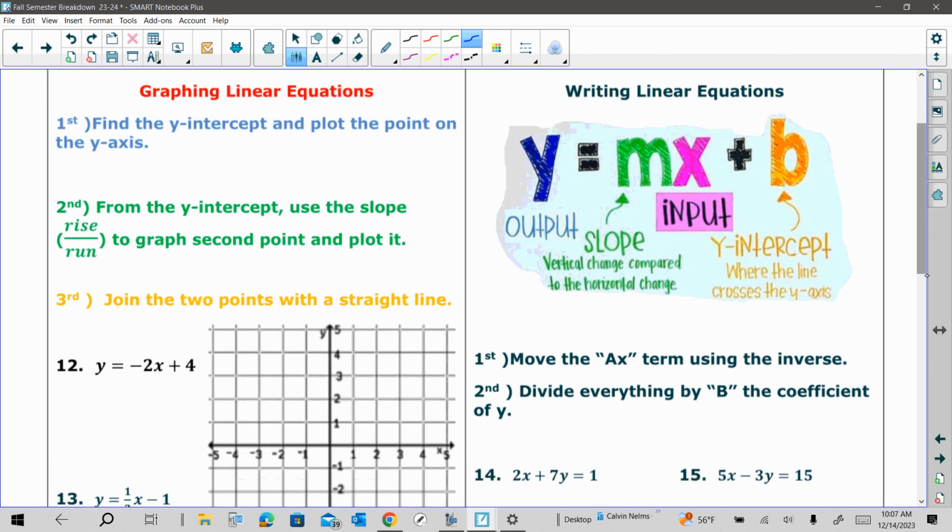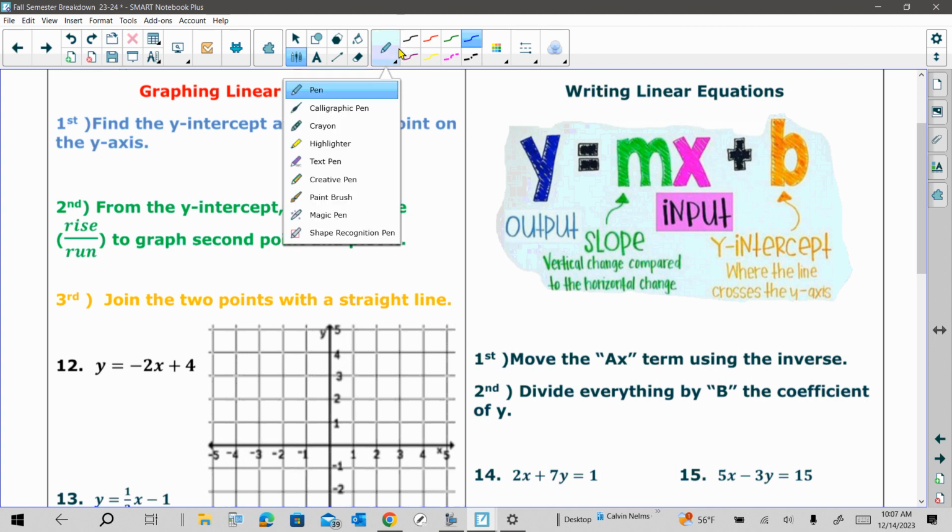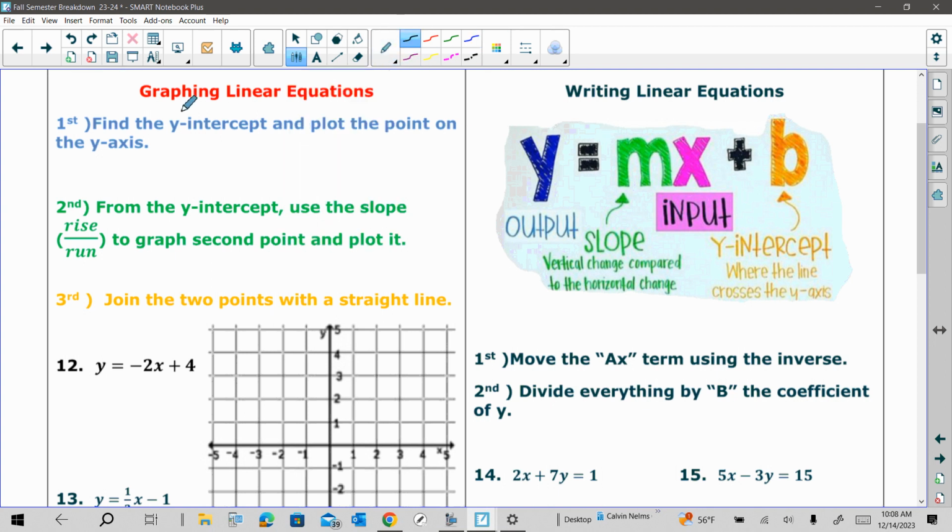So make sure we can put an equation into slope-intercept form. I kind of gave you an example of that. These are your steps for graphing. You're going to have to graph one line or two lines, and you also have to do inequalities.